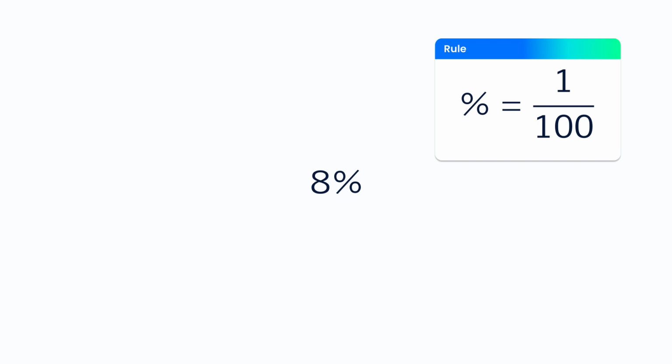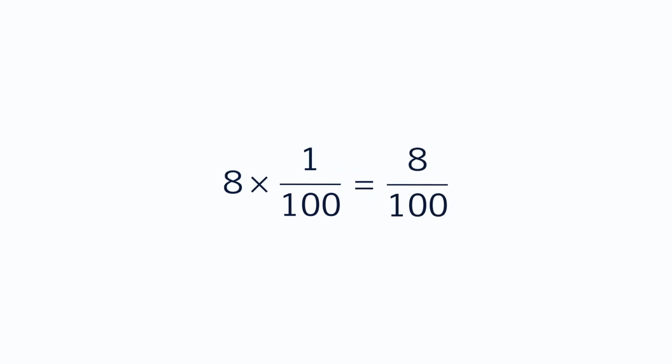You want to convert 8% to a fraction. Remember that the percent sign means 1/100th. So you can start by replacing the percent sign with the fraction 1 over 100 and then multiplying it by 8. 8 times 1 over 100 equals 8/100ths.